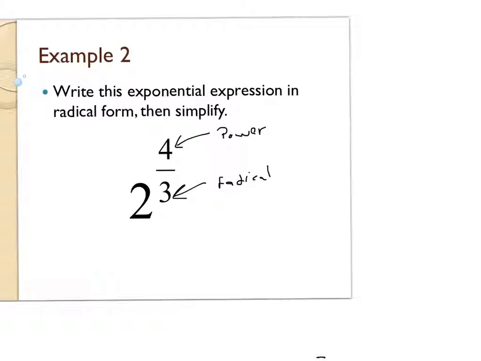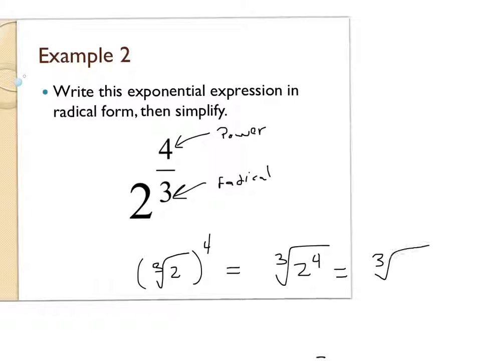Okay? So I'm going to rewrite this as the cube root of 2 to the 4th power. Well, I don't know what the cube root of 2 is, and remember that this guy is the same as 2 to the 4th and taking the cube root of that. So 2 to the 4th, so the cube root of 2 to the 4th power is 16.